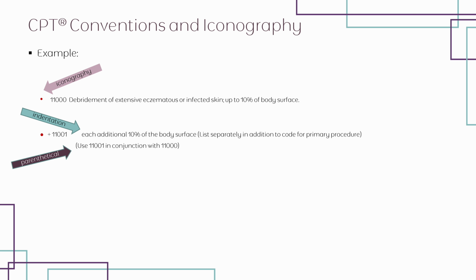Directly below 11001, you'll also see a parenthetical instruction. This parenthetical provides additional guidance to help ensure proper reporting of the code. It may direct you to related codes, coding restrictions, or other important information to consider when assigning your code. This example demonstrates how important it is to pay attention to indentation, symbols, and parenthetical notes. Each of these elements works together to provide complete and accurate coding instructions, helping you avoid errors and select the correct code for the services that are performed.